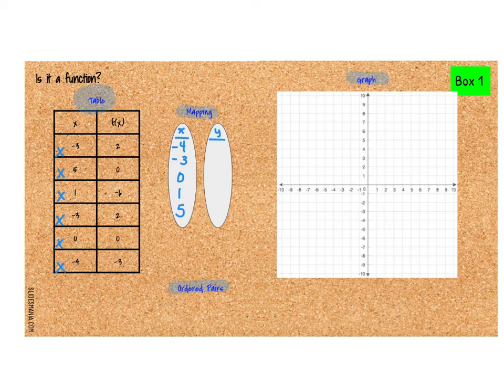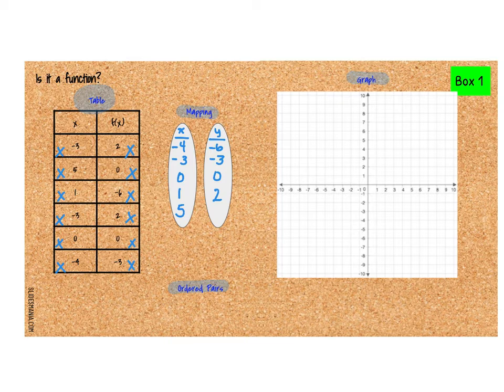Now, I'm going to also do the Y, or my output, or the f of X. I'm going to list them from least to greatest. So I'm going to start off with -6, -3. Then I have 0, and even though 0 repeats, I'm only going to write it once. So I have 0, and I'm going to put an X on my 0. Then I have 2, and again, even though it repeats, I'm only going to write it once.